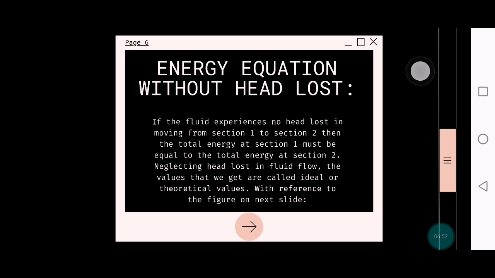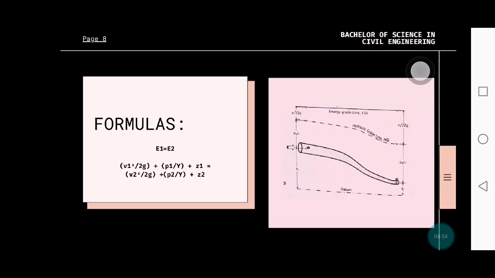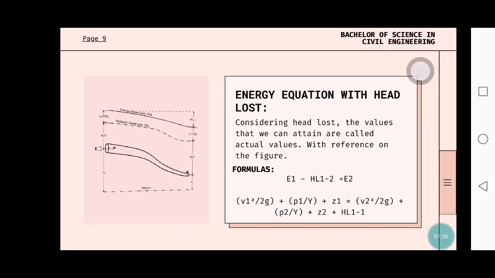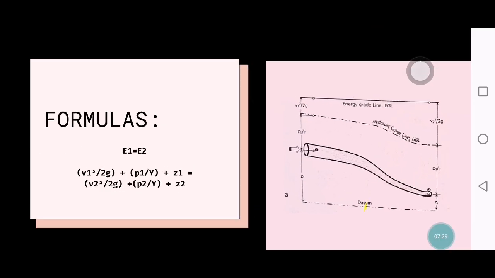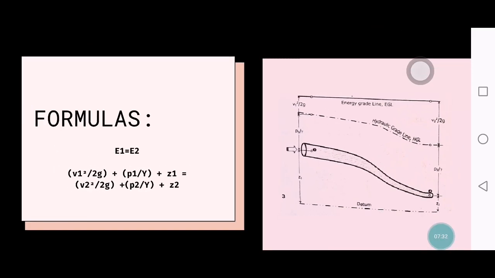Makita natin na hinduna sa ako niya example number 2. Formulas. E sub 1 is equals to E sub 2. Velocity 1 squared all over 2 times gravity plus P sub 1 all over weight density plus Z sub 1 is equals to velocity sub 2 squared all over 2 times gravity plus P sub 2 all over weight density plus Z sub 2. Ato may nga graph, figure na ginapakita.